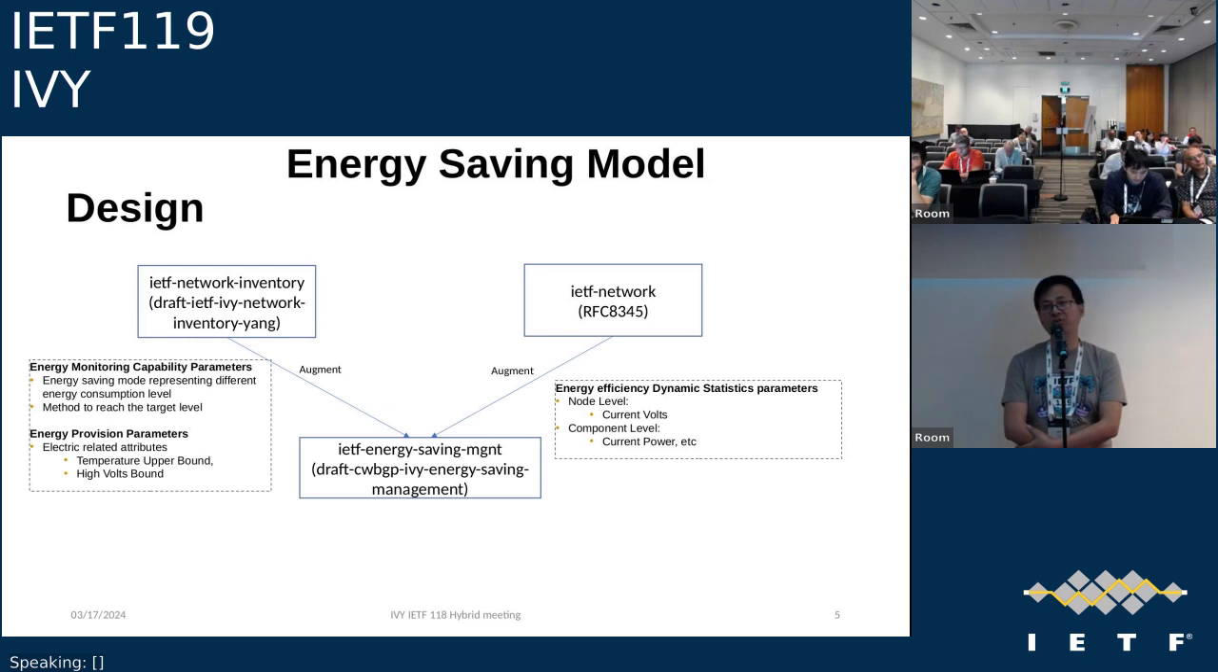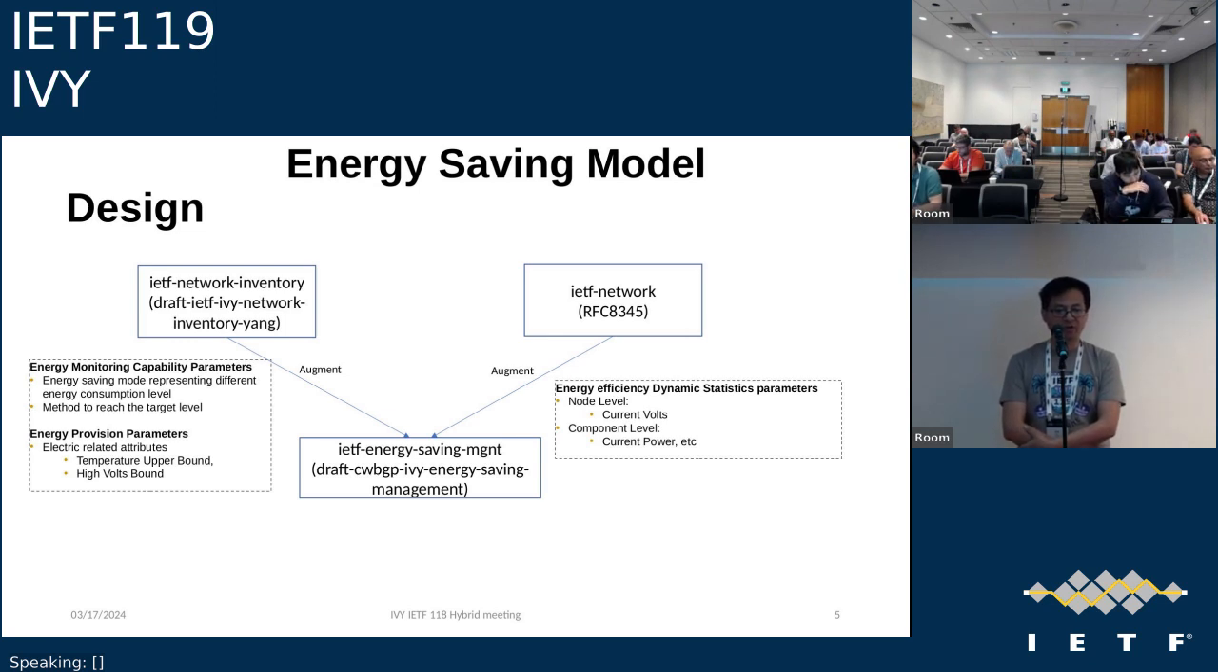We give examples, for example, energy saving mode, which represents different energy consumption levels. The second is energy saving method. This can help you know which level you reached. The second category is energy provision parameters. Usually for energy consumption monitoring, you may set some boundary for the power, for the current, for the voltage. We may also need to set a boundary for the temperature. So we see this as a provision parameter, and both of these two categories are stationary parameters.